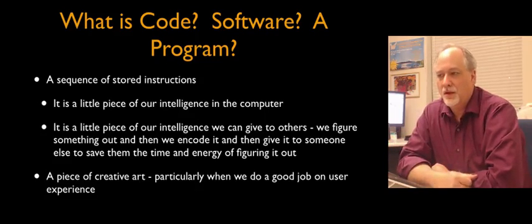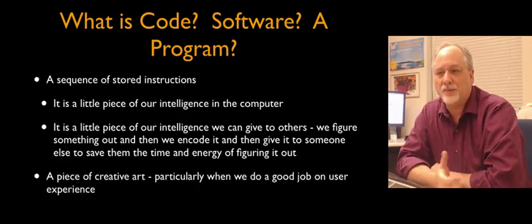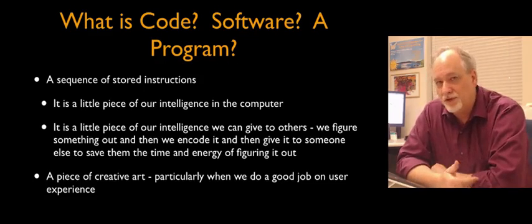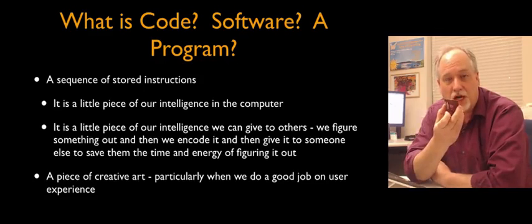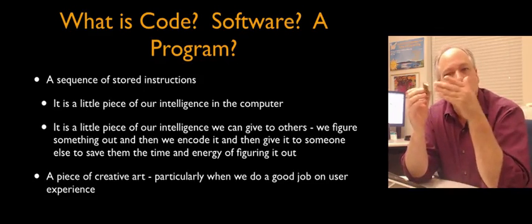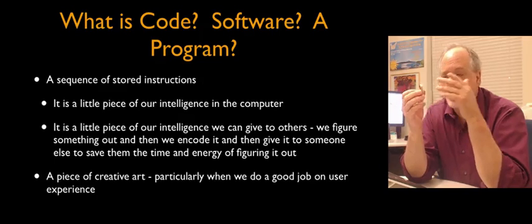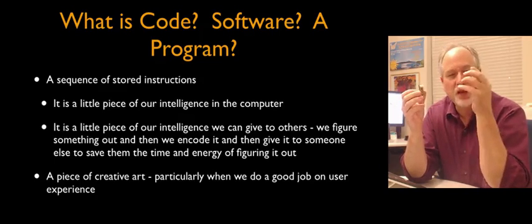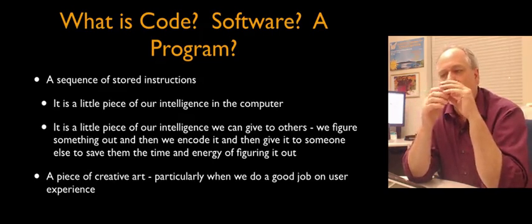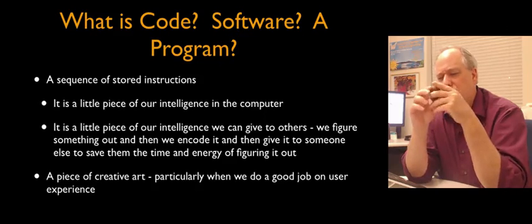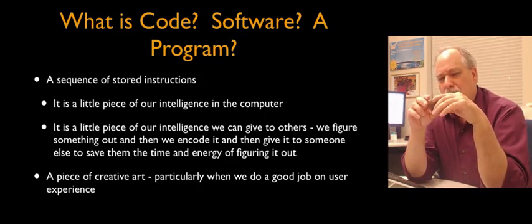So, what is code? What is software? We use these words pretty much interchangeably. A program is really a sequence of stored instructions. We learn the language that the computer talks, and then we will feed the instructions in, one at a time. It takes them one at a time. It gives us back a result. We give it a next one. Give it back, in, out, in, out. So it's really a sequence of stored instructions, but it's kind of more than that.